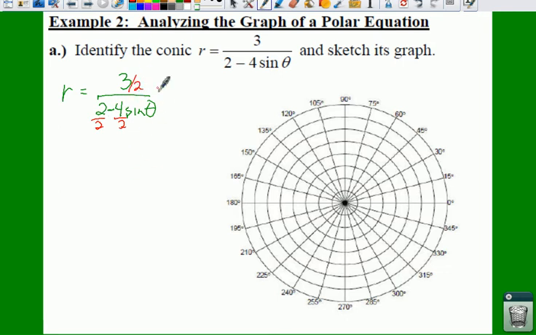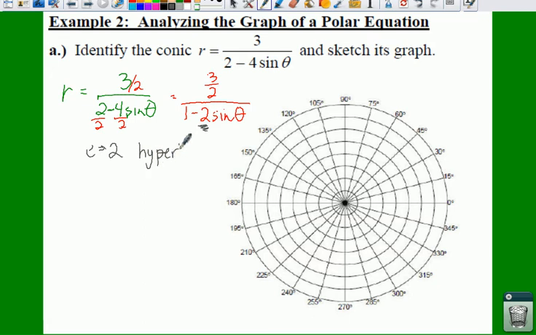If we divide everything by 2, that gives us the equation r equals 3 halves over 1 minus 2 sine theta. The number in front of your sine is your e. So e is equal to 2. Is that between 0 and 1? Is it equal to 1 or greater than 1? Obviously, 2 is greater than 1, so that means we're going to have a hyperbola.